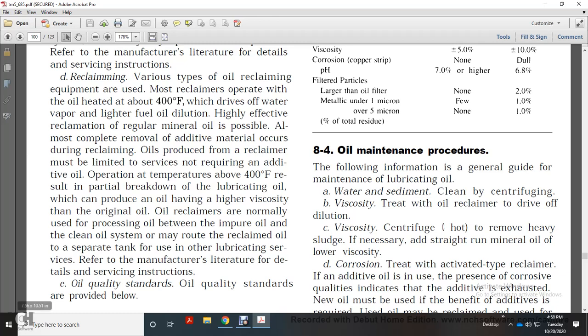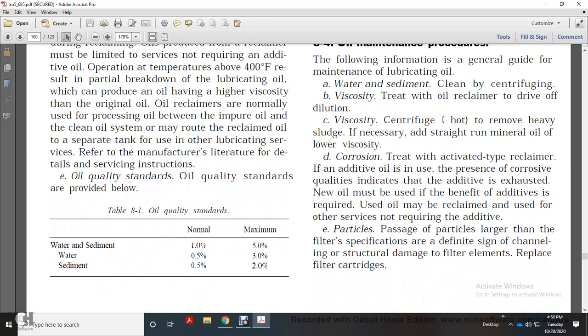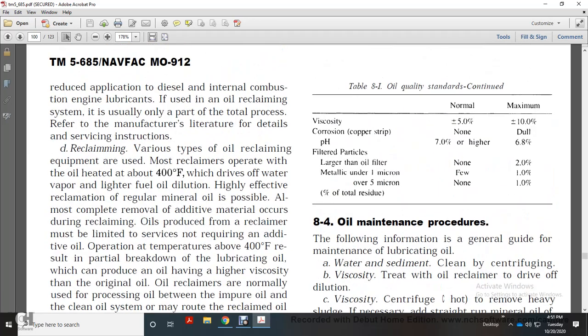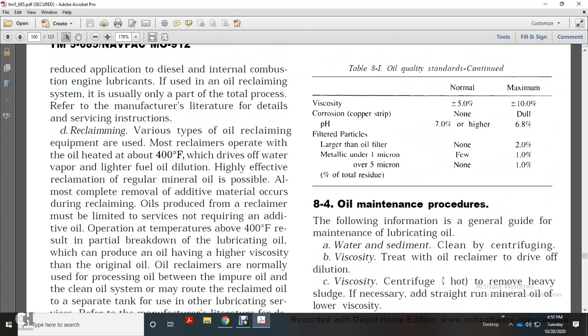Oil quality standards are provided below. Table 8.1, oil quality standards, and 8.1 oil quality standards continued.